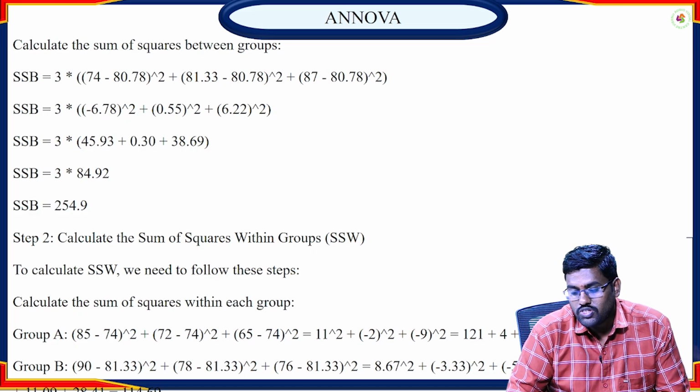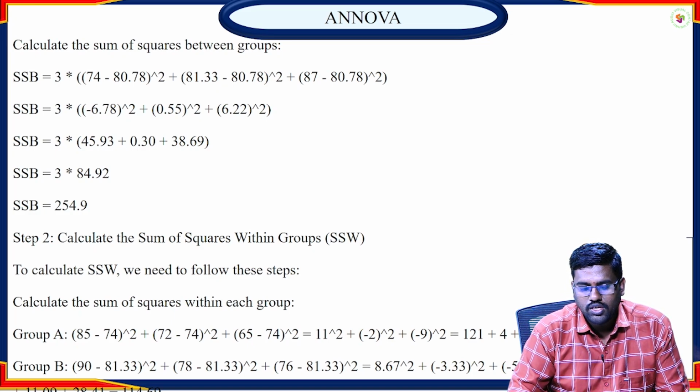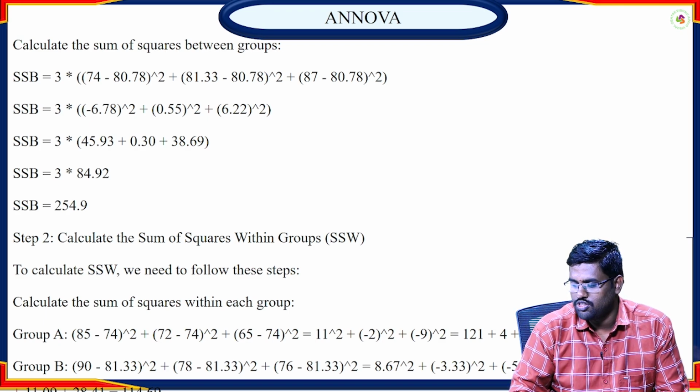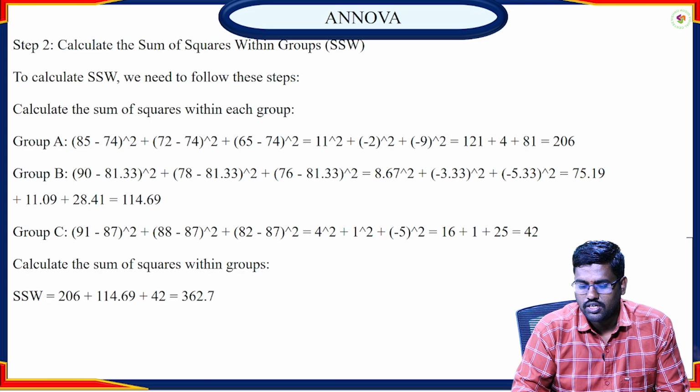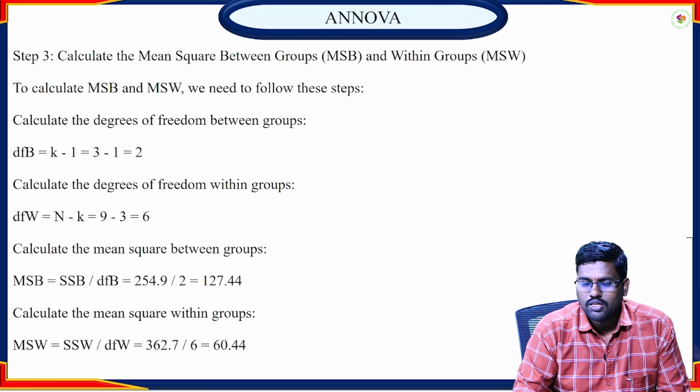Next, sum of squares within groups. That is equal to, for each group, 85 minus 74 whole power 2. We are substituting in individual groups. So 85, 72, 65 are the group A values: 85 minus 74, 72 minus 74 and 65 minus 74. Next, for 81, the individual mean values are to be subtracted, and the same for the third one. Finally, after calculating, the sum of squares within groups is 362.7, that is 206 plus 114 plus 42. Now the mean square between the groups.